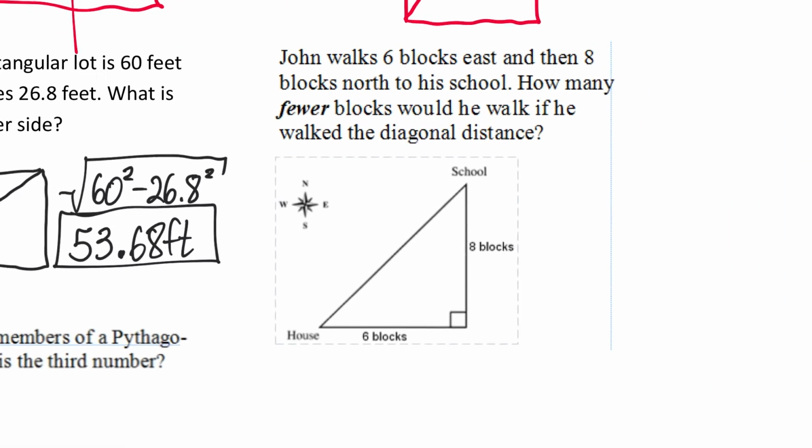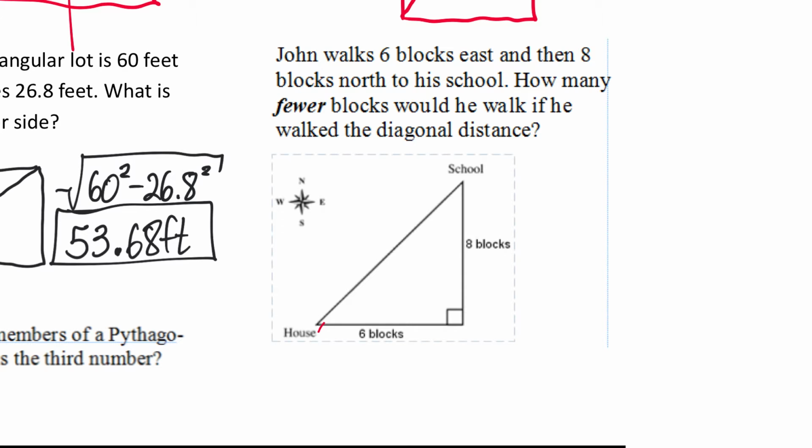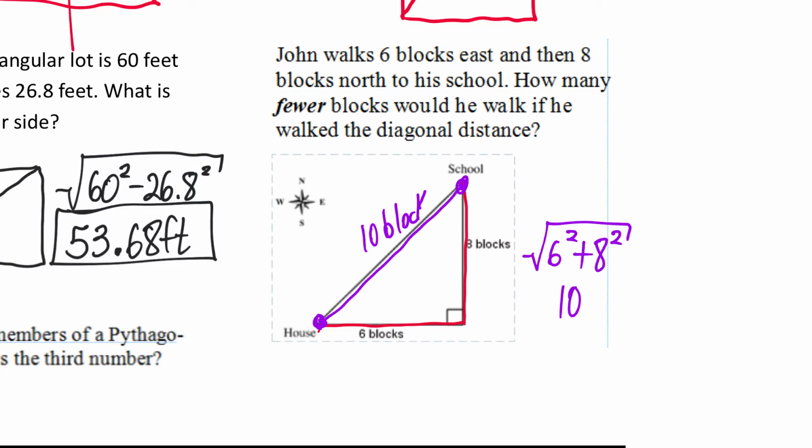All right, next one. John walks 6 blocks east, and then he walks 8 blocks north to get to school. How many fewer blocks if he walked the diagonal distance? So let's find the diagonal real quick. So we're finding this. Is that the A, B, or C side? C. We're looking for the C, so we're going to add. So 6 squared, add 8 squared, square rooted. What does that give you? 10. Gives you exactly 10 blocks going that way.